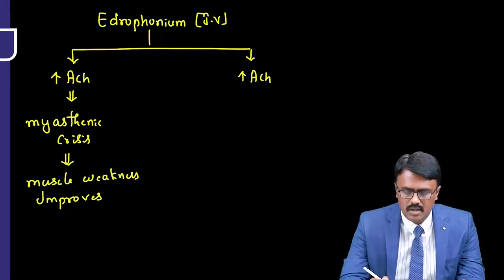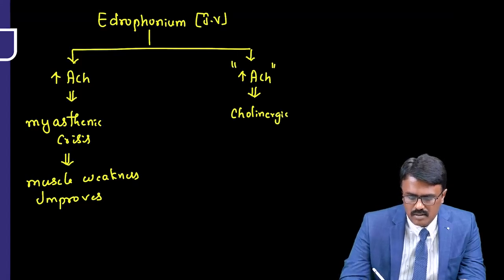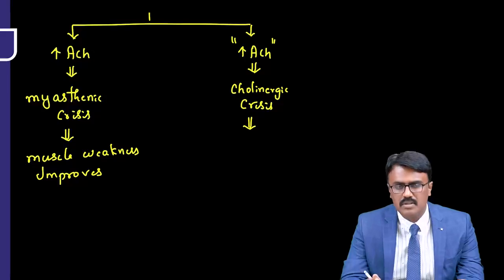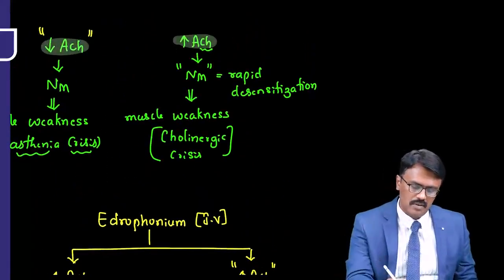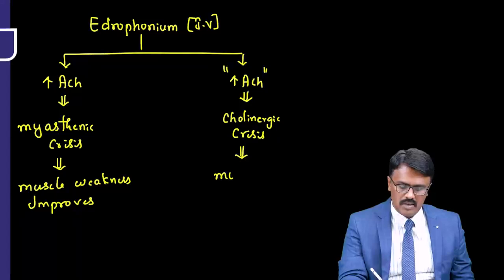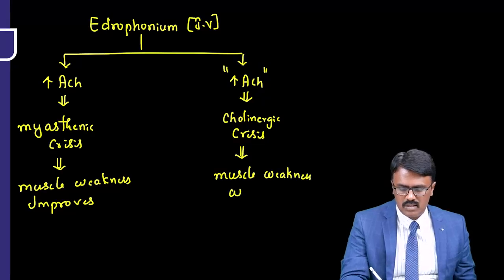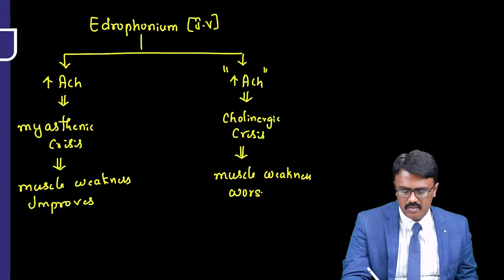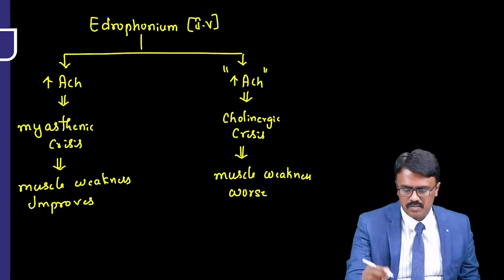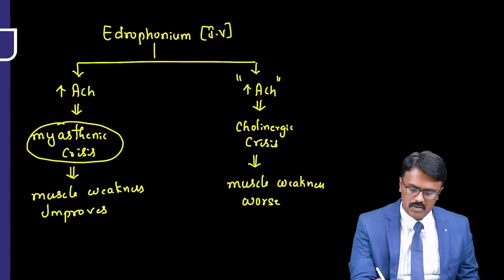Now in the second situation, if the patient is already having cholinergic crisis, and if you give edrophonium, the acetylcholine level increases. You are already in cholinergic crisis, acetylcholine is high, and you are adding more acetylcholine. So what happens to the muscle weakness? Muscle weakness worsens. It will become worse.